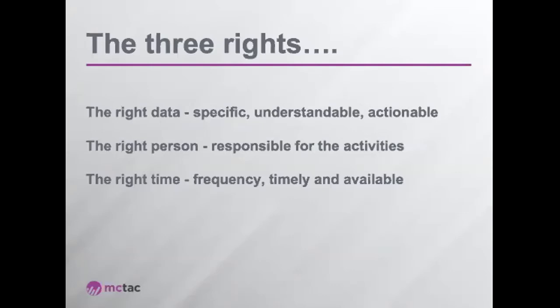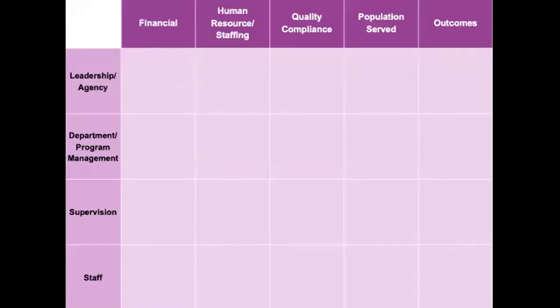And then it needs to be regular, timely, and available. This data can't be something that arrives 3 months after the fact, looking at activities 3 months too late. This is about being as close to the activity as possible. It comes in a regular time frame, and it's available. It isn't something that people have to go searching for. So those are the three rights as I've described them to keep in mind: the right data coming to the right person at the right time.